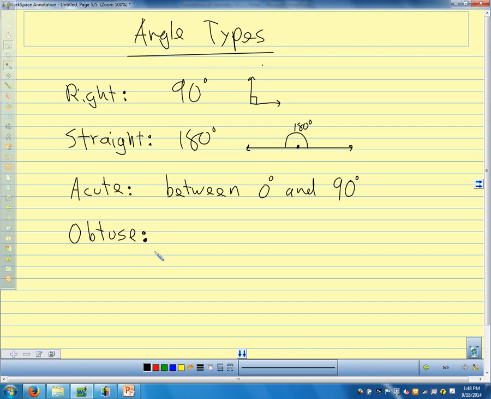How about an obtuse angle? Between 90 and 180. So when we talk about angles, the book will talk about right angles and straight angles. Your book will also talk about opposite rays. Opposite rays just mean two rays that come together to make a line. One goes one way, one goes the other way, and they come together and make a line. So those are opposite rays.